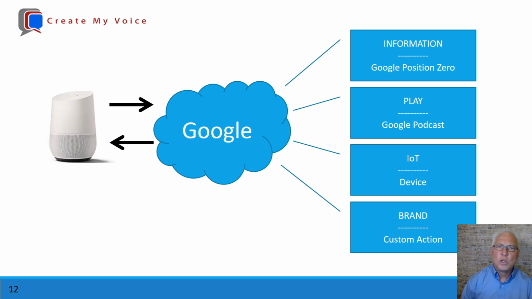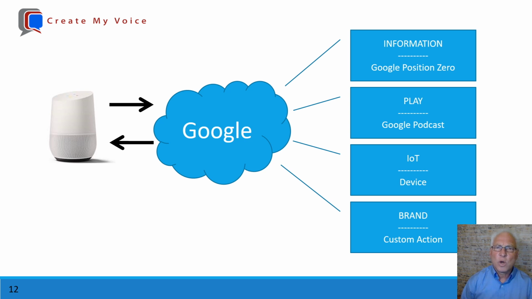Google can handle 2 types of responses from these actions. Either an audio file, like an MP3, or text. If the response is text, Google performs a text-to-speech process to turn it into audio. The audio is then sent back to the smart speaker to play to you.